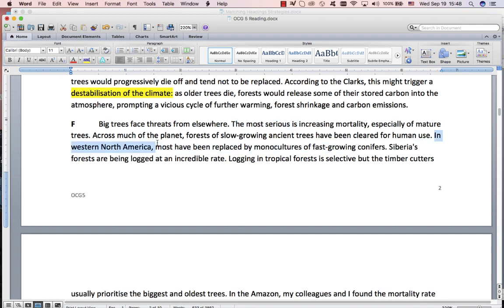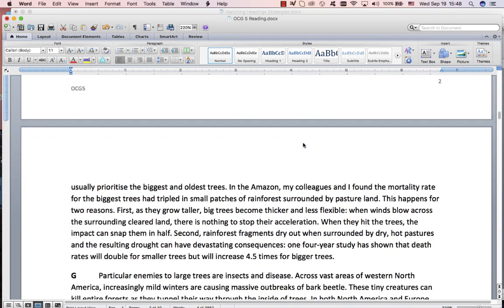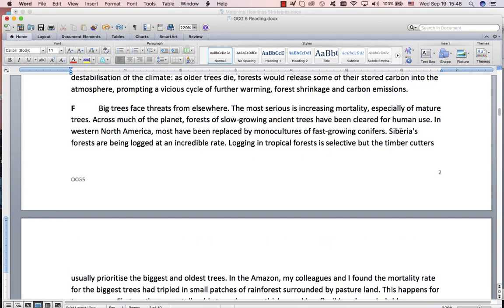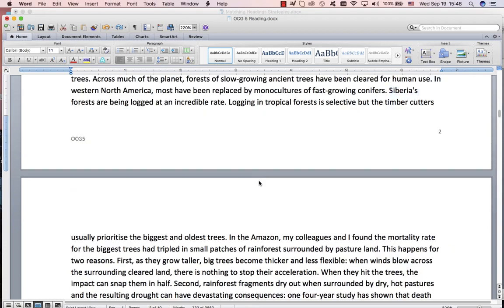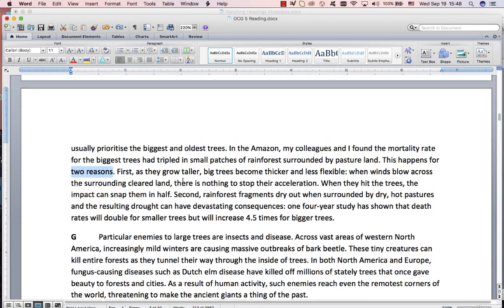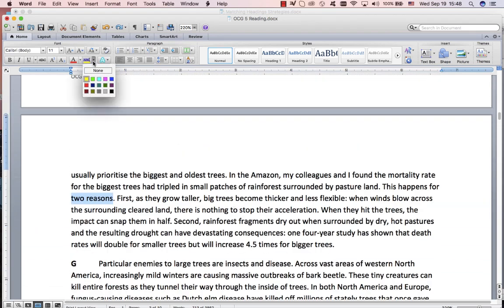In North America, Siberia, tropical forests, in the Amazon. So they're giving lots of examples here. North America, Siberia, Amazon. And then this could be important. 2 reasons. Remember, it's the same as 3 things. 2 reasons. What are these 2 reasons? First, that's structural language. And second is over there.